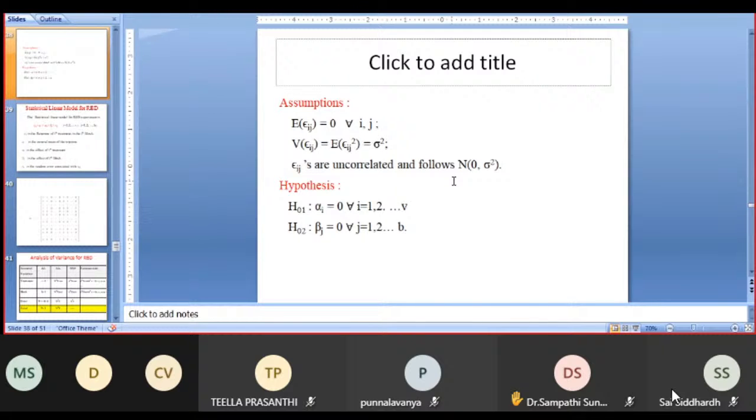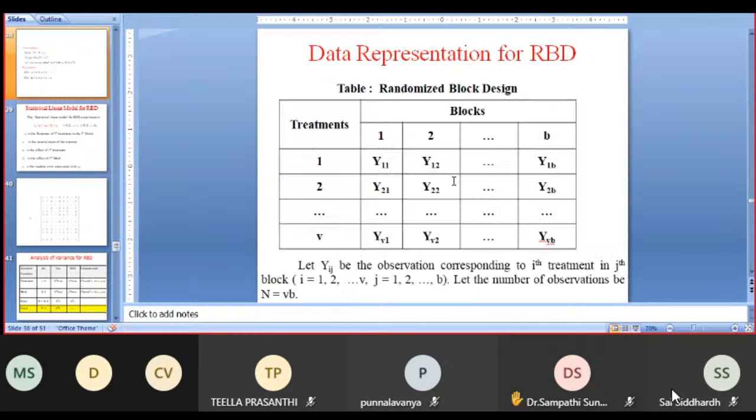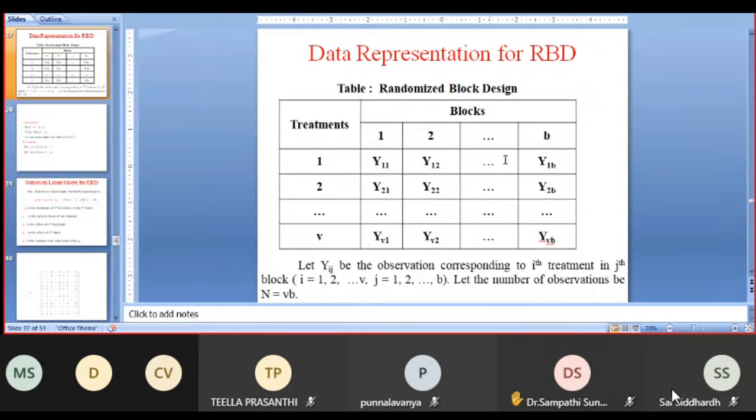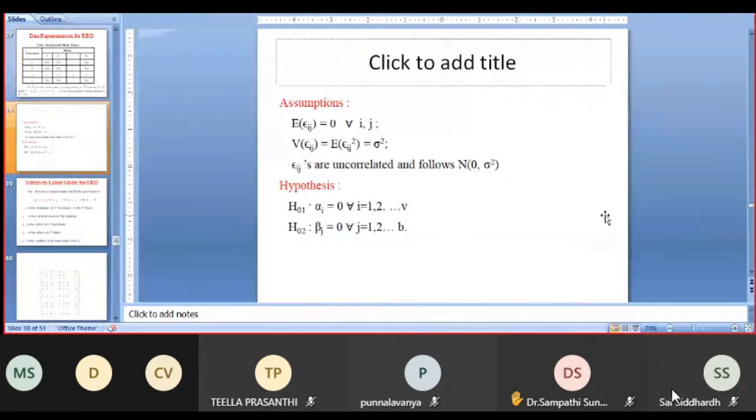And in the randomized block design, we are testing two hypotheses simultaneously. All treatment effects are the same, and all block effects are also the same. That is the null hypothesis. So what are you going to test here? The ith treatment effect is zero, the jth block effect is also zero. Alpha 1 equal to alpha 2 equal to so on alpha v, which is equal to 0. Beta 1, beta 2, so on beta b, which is equal to 0.